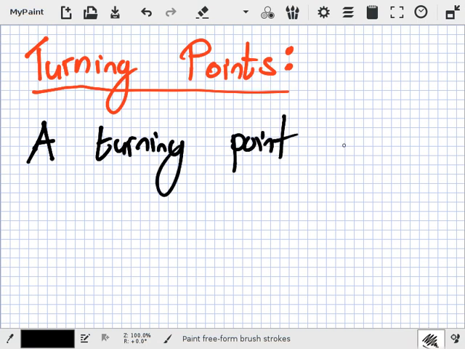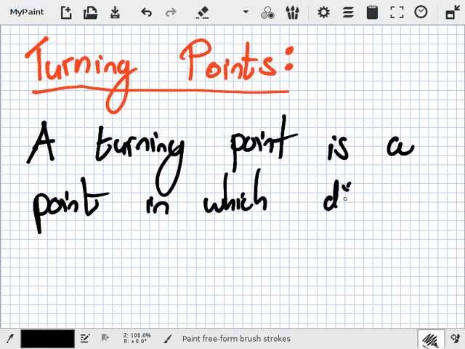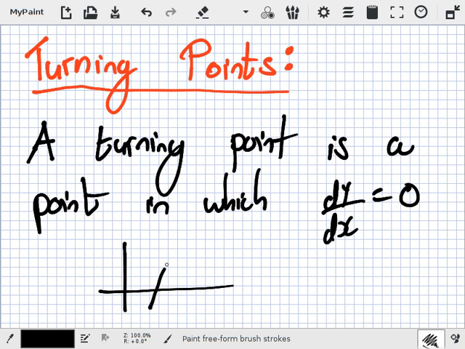A turning point is a point in which the derivative, the slope of the tangent, is 0. That's all it is. So if you were to look at it as a picture, you see here the tangent is positive, here the tangent is negative, but right on the top here the line is horizontal. This is where we have the turning point because the slope here is 0.